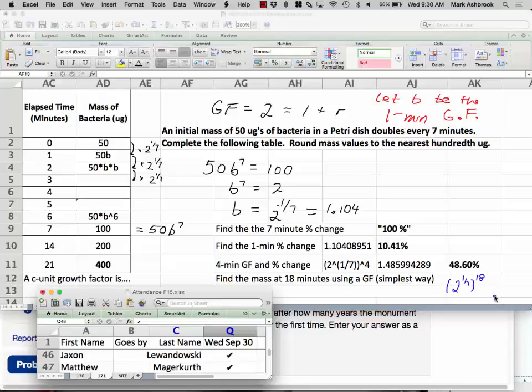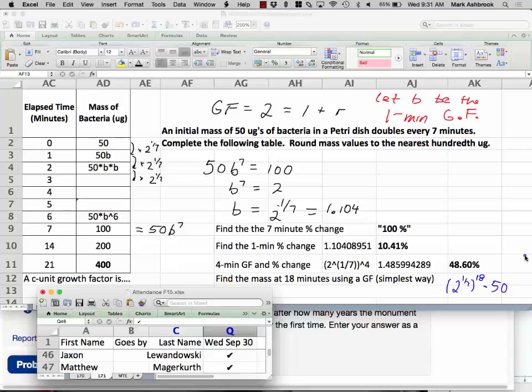So if you wanted the mass, how could you get that? That's not a mass, right? That's a multiplier. How could we get the mass at 18 minutes using that? Yeah, so if we times it by 50. Okay, so that's valid. That will get you the mass at 18 minutes, but there's an extra step in there because we had to find the 18-minute growth factor and multiply by 50.